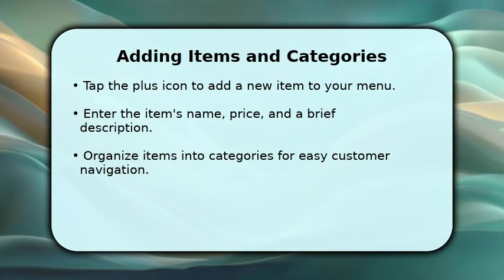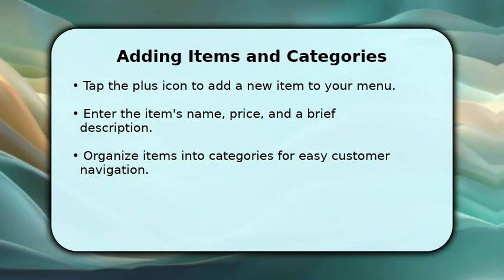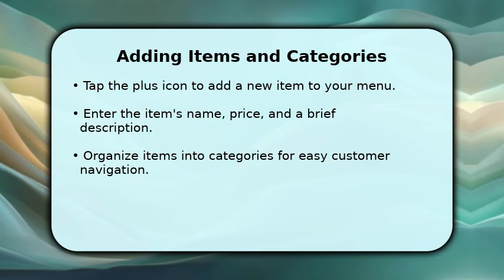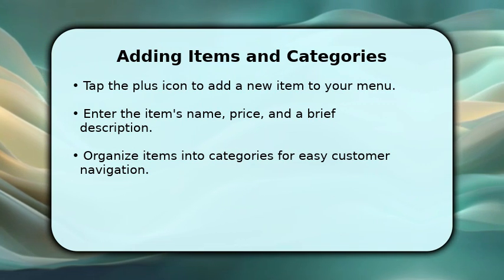Now, let's add your first item. Tap the plus icon, usually found at the bottom right, to create a new entry. Input the item's name, its selling price, and a short description for your customers.